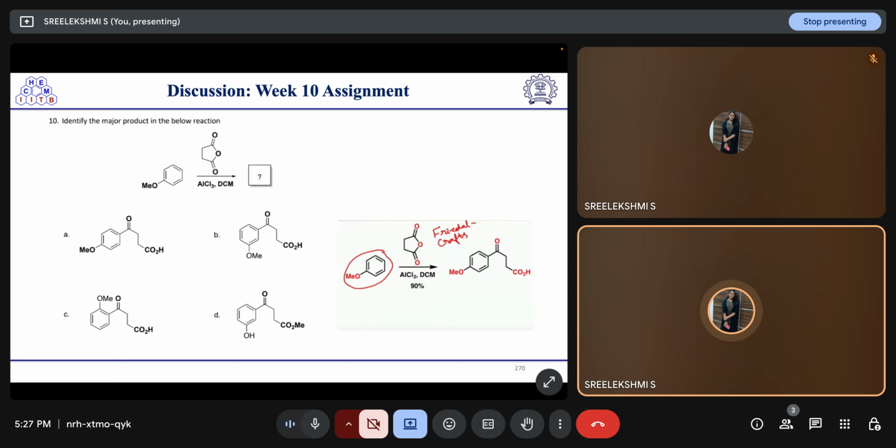So this is an example of Friedel-Crafts acylation, we can say. This compound will open up, and in the presence of aluminum chloride at the para position, this Friedel-Crafts acylation will take place, giving this compound. So the correct answer is option A. Because of the OMe, the para position would be favored more for this Friedel-Crafts acylation.